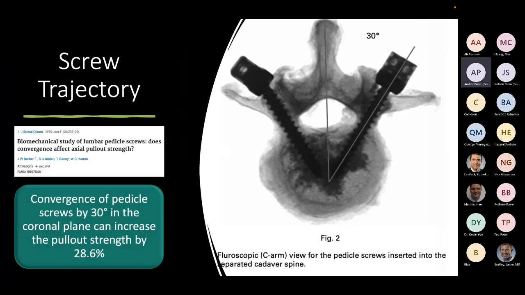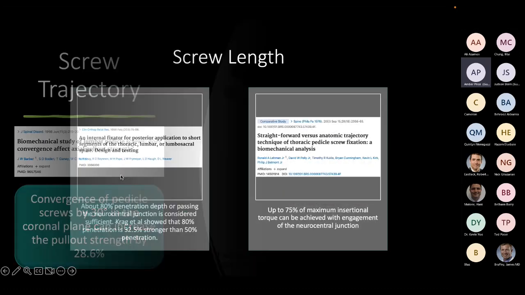Screw trajectory is also important, so convergence of your pedicle screws by 30 degrees in the coronal plane can increase the pullout strength by 28.6%, and this was the study that kind of looked and demonstrated that.